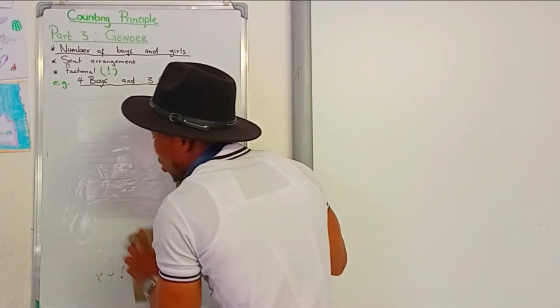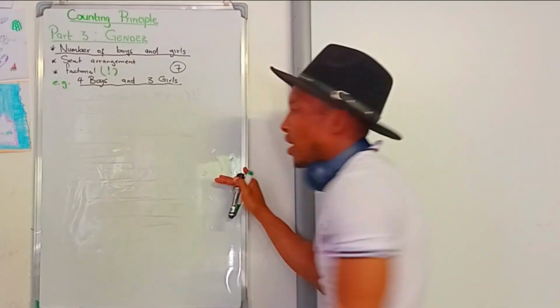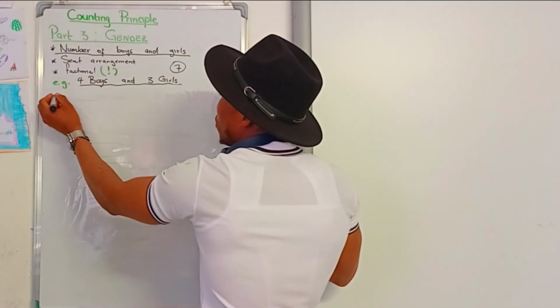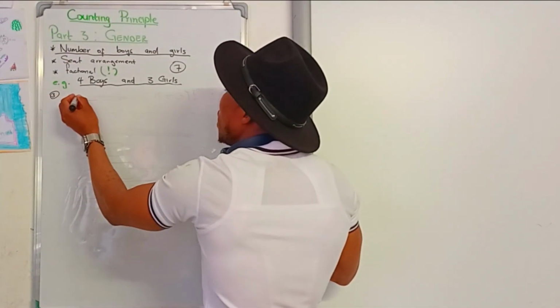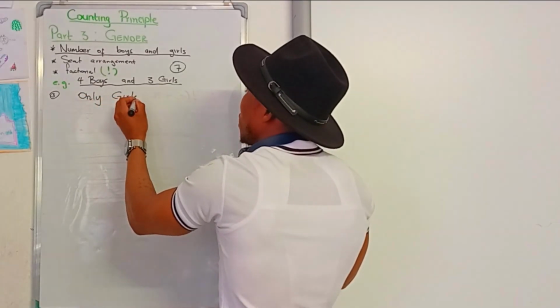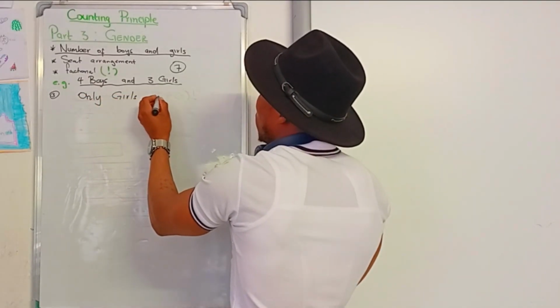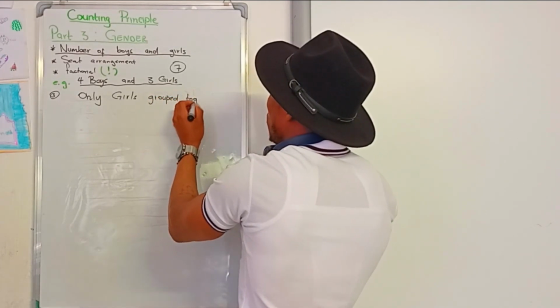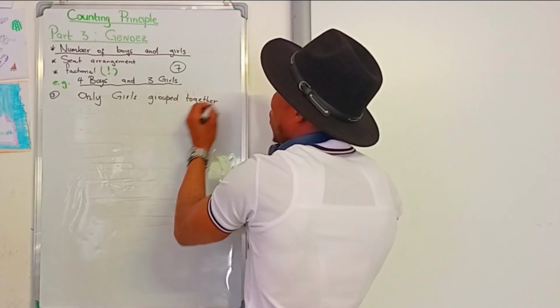Okay, let's look at the grouping of the number of girls together. Only girls that are grouped together. What is going to happen? Only girls are grouped together, then what is going to happen?